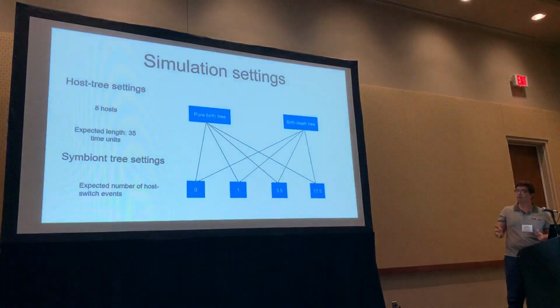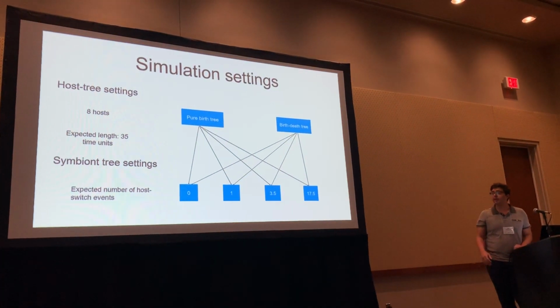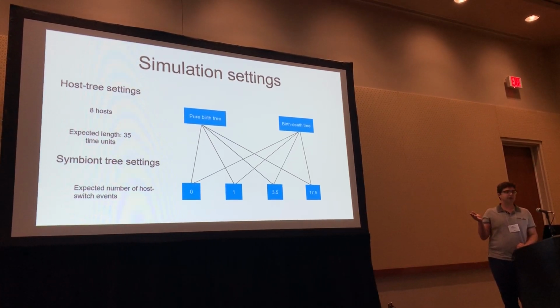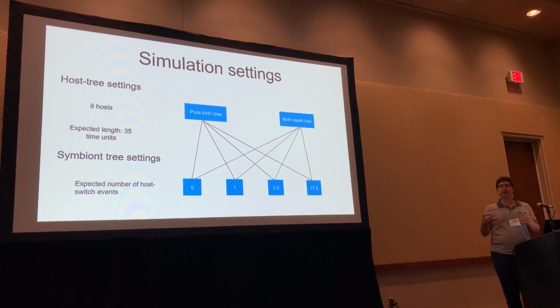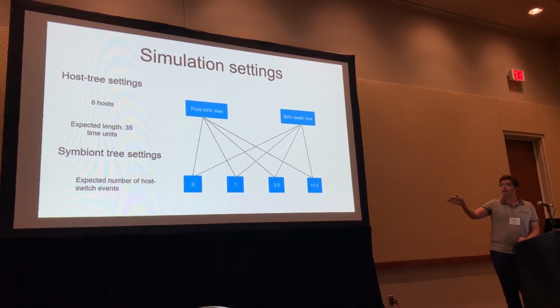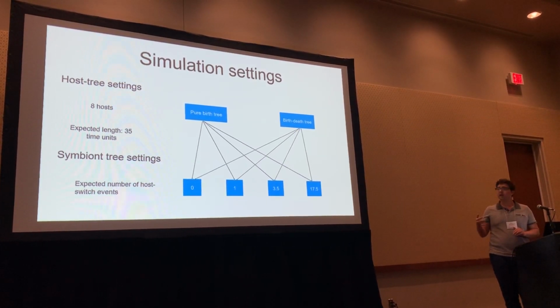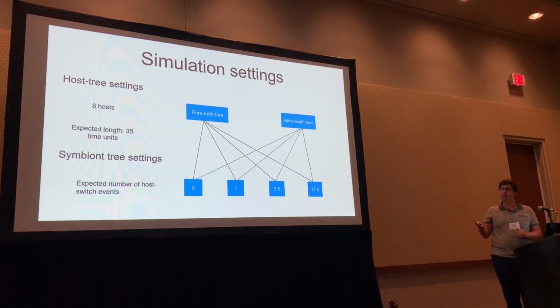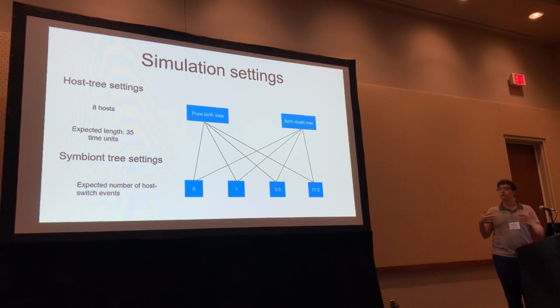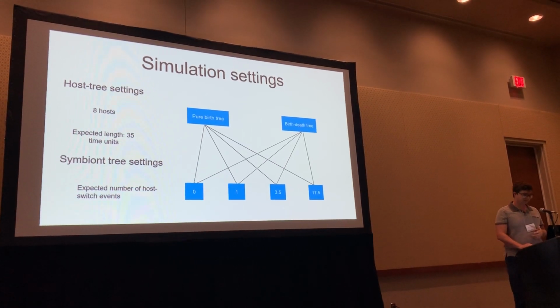And I set 4 different host switching rates that correspond to different numbers of events, with 0 being a sort of perfect match between our host and our symbiont tree, since there's no transfers and nothing else going on, and 17.5 transfers, so more than double the number of tips, representing the host tree and then just a random other tree.